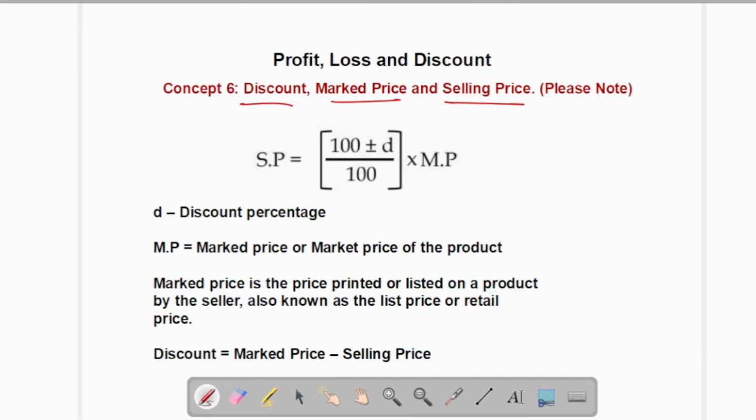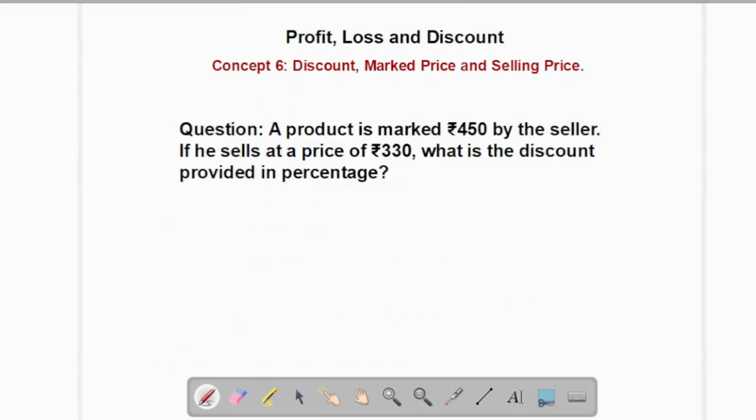So selling price is equal to 100 plus minus D divided by 100 into mark price. D is the discount percentage and MP is the mark price at which the retailer has marked it. So marked price is the price printed or listed on the product by the seller, and whenever the seller is giving discount, it is always on the marked price. So finally we solve a problem with this formula. So let us take a problem.